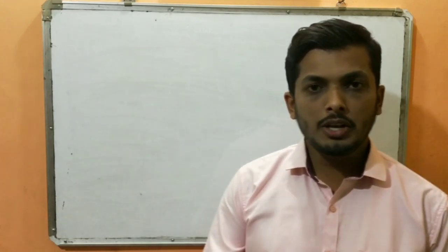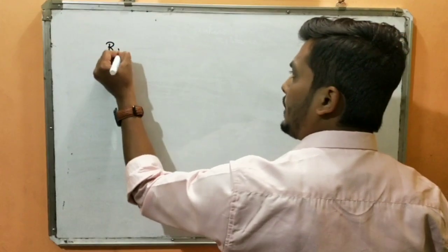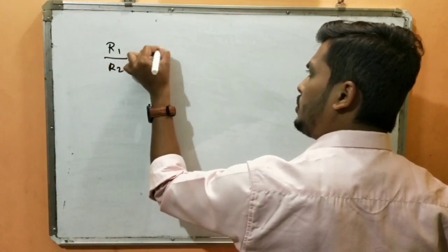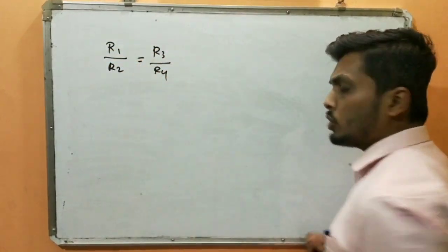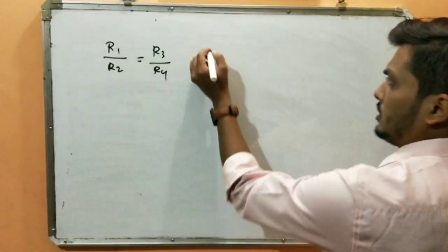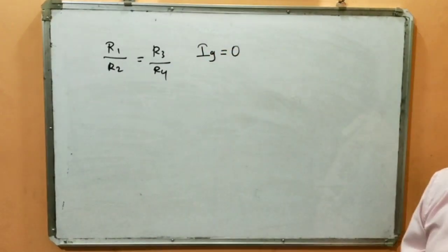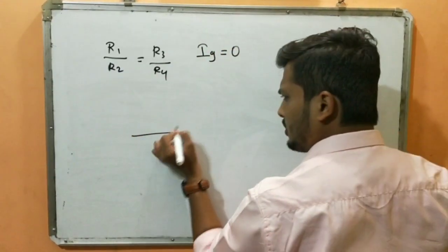Hello dear students. So in the previous class we studied the balance condition of the Wheatstone network, and the purpose of that derivation was to find the value of the unknown resistance in terms of the other three resistances, and we had got the formula that R1 by R2 was equal to R3 by R4. So in order to get this balancing condition, the requirement was that the current through the galvanometer should be 0.